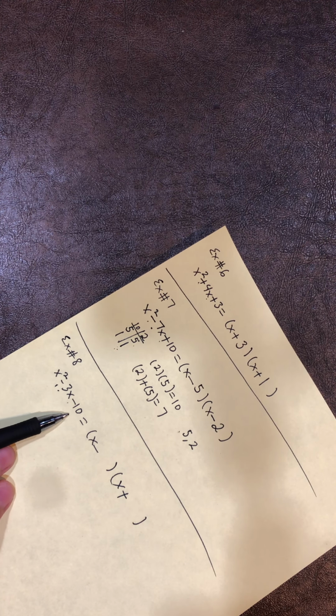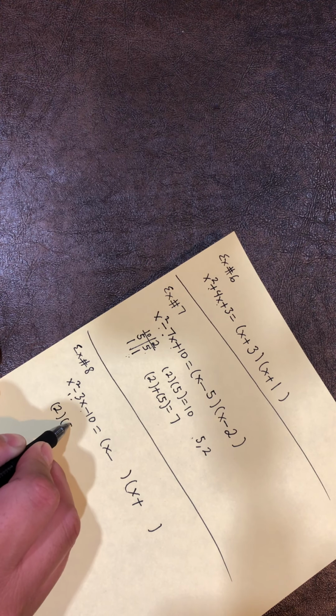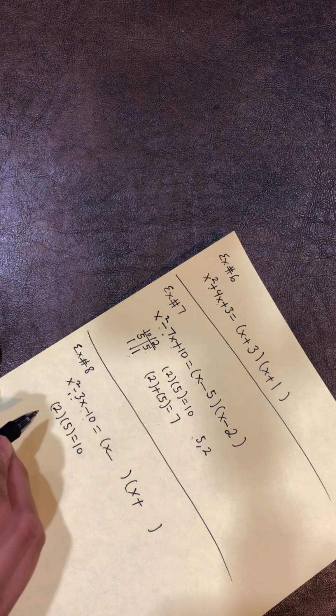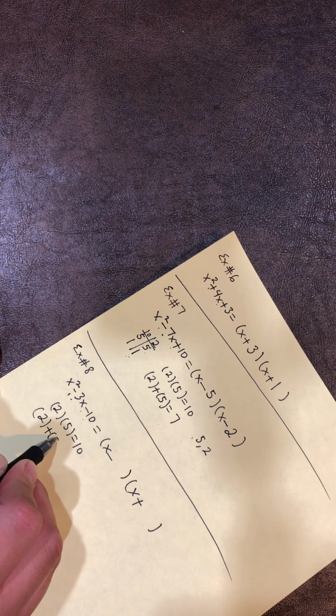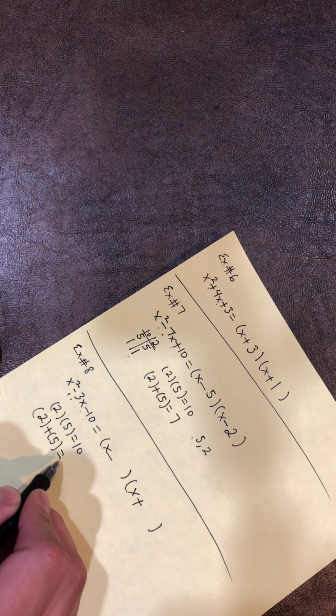10 broken down into its factors is 2 and 5, and 10 itself. But 2 and 5, let me see. I'm going to do a quick checkup right here. 2 times 5 is 10. Okay, that checks out for that number right there. And 2 plus 5 is a minus 3? Nope, it's 7.